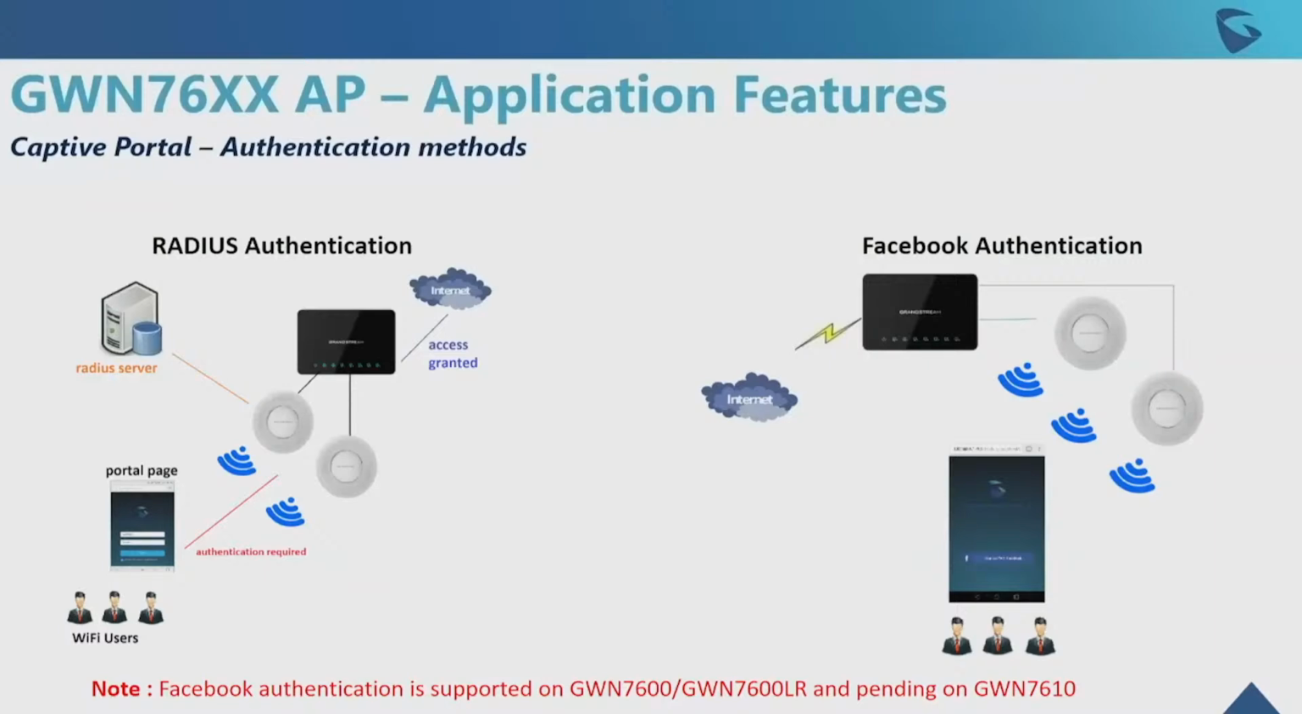7610 and 7600. These are typically designed to be ceiling mounted, but because they are omnidirectional, it's not a problem if you mount them against the wall as well.